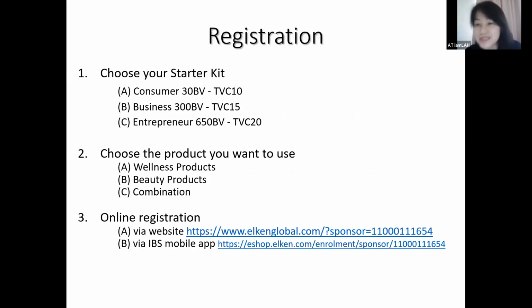First thing, you have to decide on your starter kit. Are you coming in as a consumer alliance, which is the 30 BV, or you come in as business 300 BV, or entrepreneur 650 BV? This package will determine your team volume commission percentage, be it 10% or 15% or 20%. This is a one-time only.